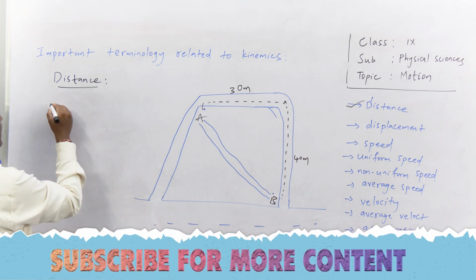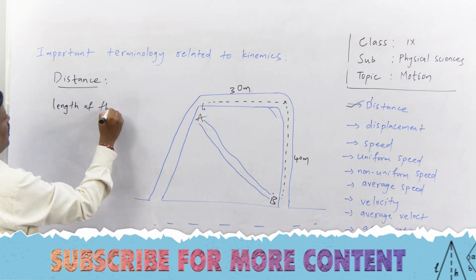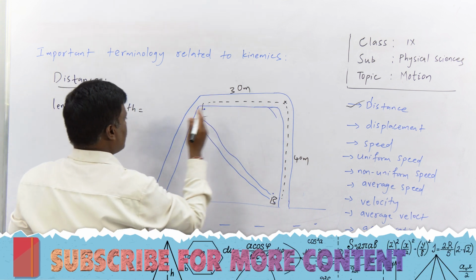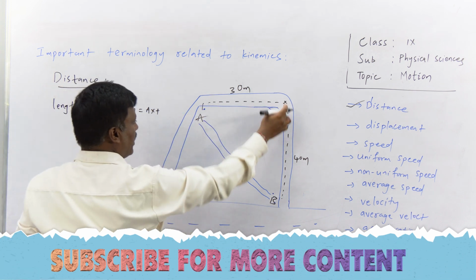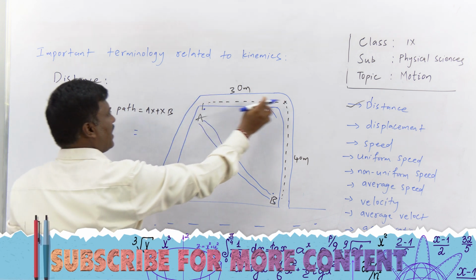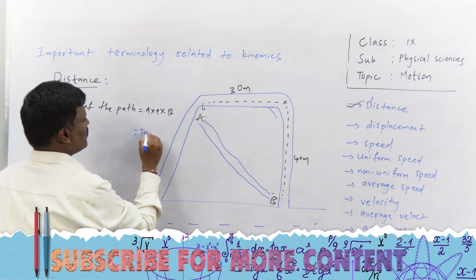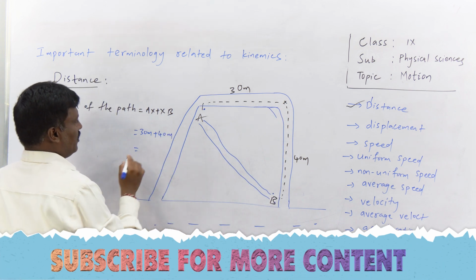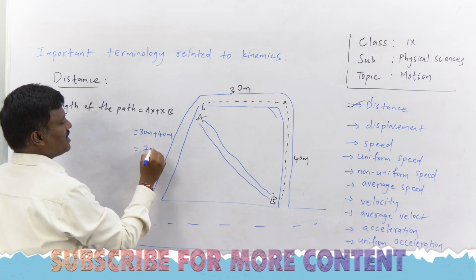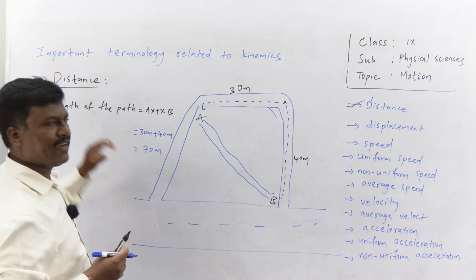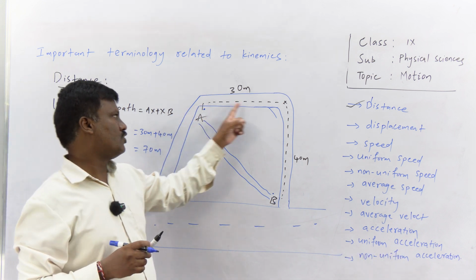Now, what is the length of the path? Length of the path is equal to AX plus XB. These two we have to calculate. So what is the length of this AX? 30 meters plus what is the length of XB? 40 meters. Then what is the total length of the path? 70 meters. Okay. Now the 70 meters is the distance traveled by you whenever you choose this path.